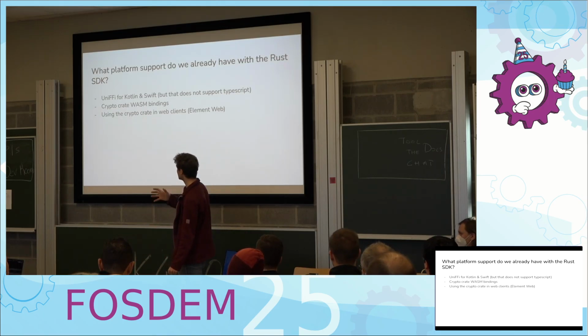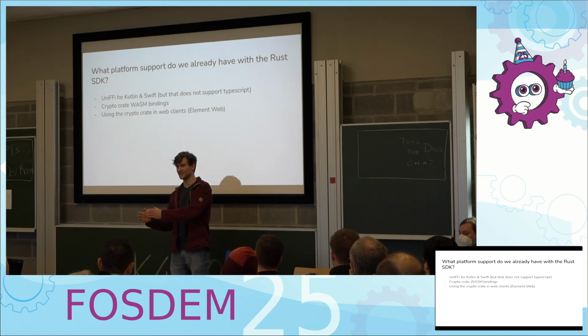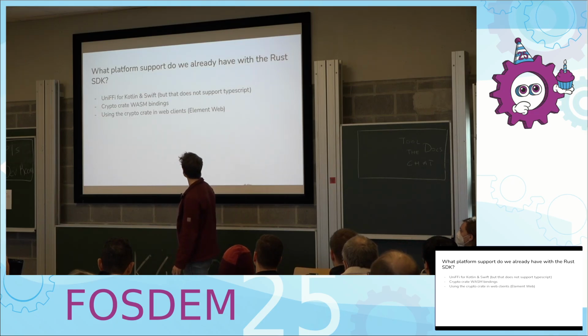There are parts of the Rust SDK which are already used in Element Web, actually, and that is the crypto crate. The crypto crate has specific WebAssembly bindings, which are not uni-ffi, because you need to do your own thing, and that is what we use in Element Web, so parts of Element Web actually already run on the Rust SDK. Cool.